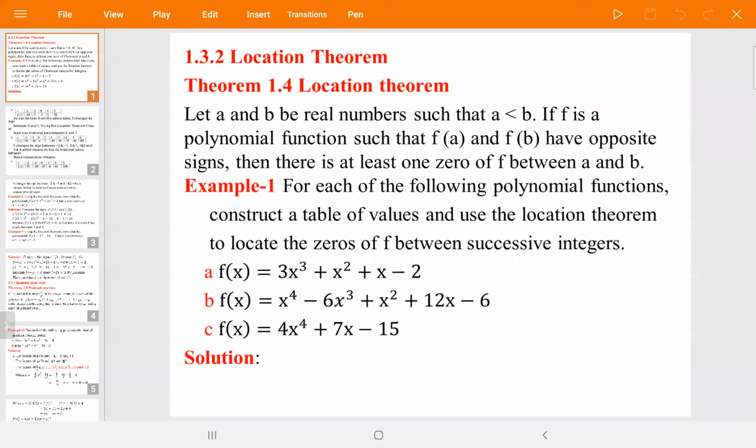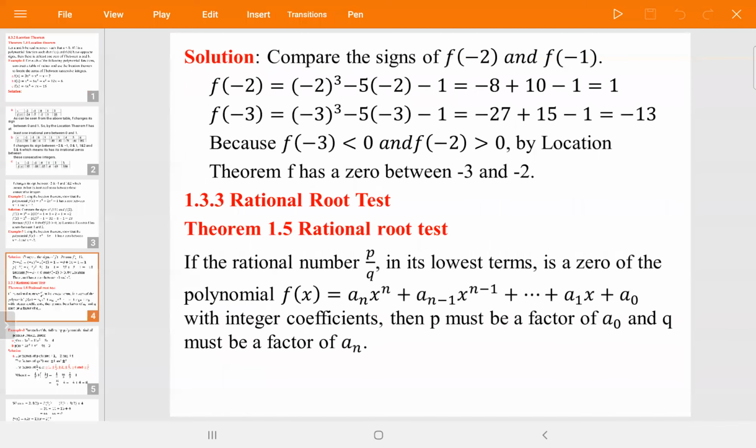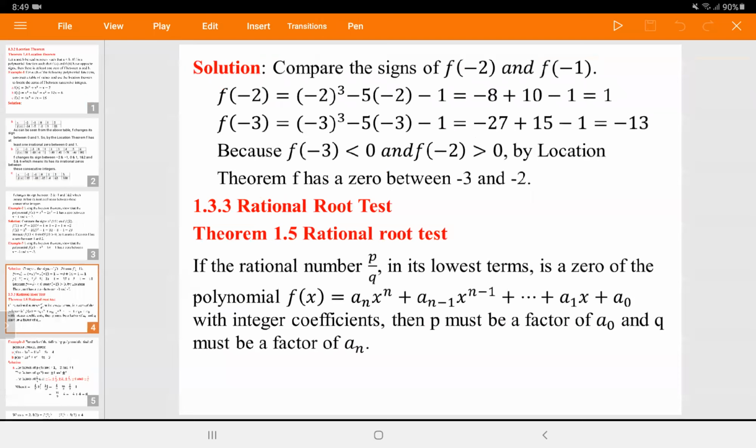Today we are going to see the two most important theorems that can be applied to find the zeros of a polynomial. These are the location theorem, which is primarily used to locate the irrational zeros of a given polynomial between consecutive integers. And the second one is the rational root test theorem, which is used to find the rational zeros of a given polynomial.